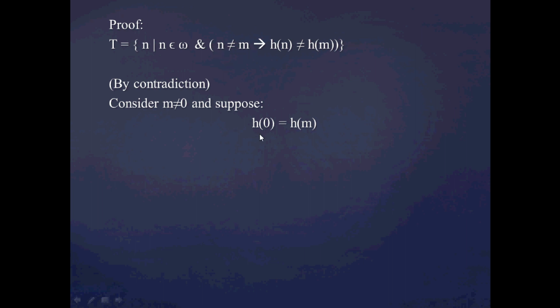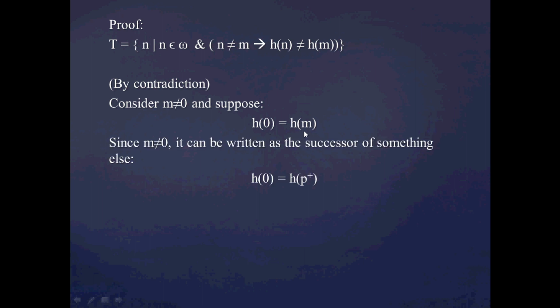Let's suppose the opposite of this then statement, which is h of 0 is the same as h of m. Now since I assume that m is not equal to 0, it can be written as a successor of something else. So I'm going to write m as p plus. There's some number coming before m since it's not equal to 0. So from this line, I have h of 0 is equal to h of p plus.